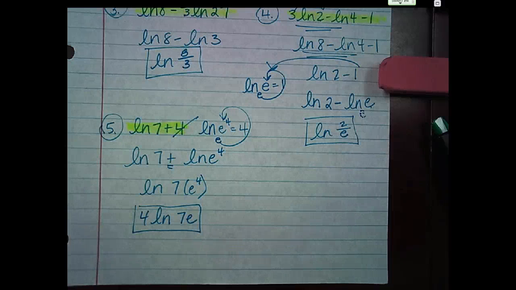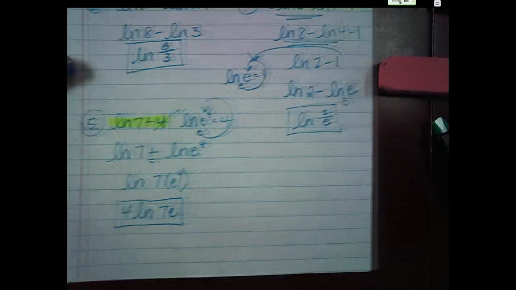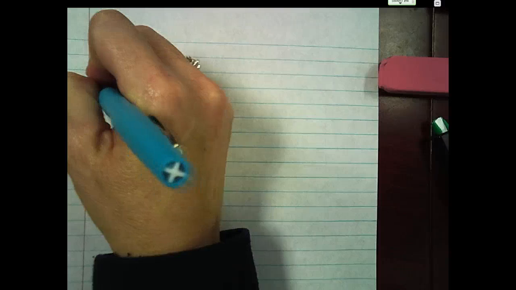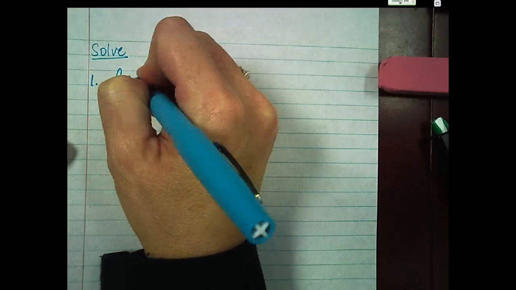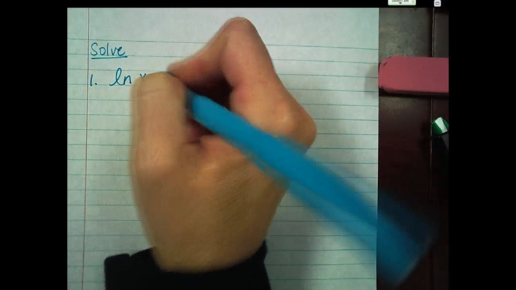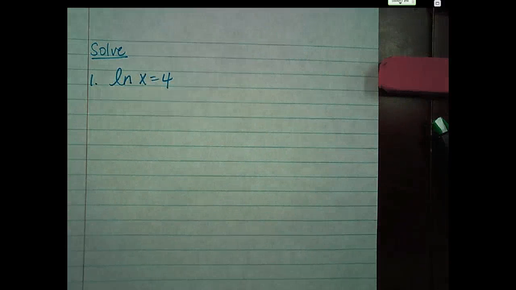Okay, now that we're going to change the directions. The directions are going to be to solve. Number 1, the natural log of x equals 4. Now is where you get to use your calculator.